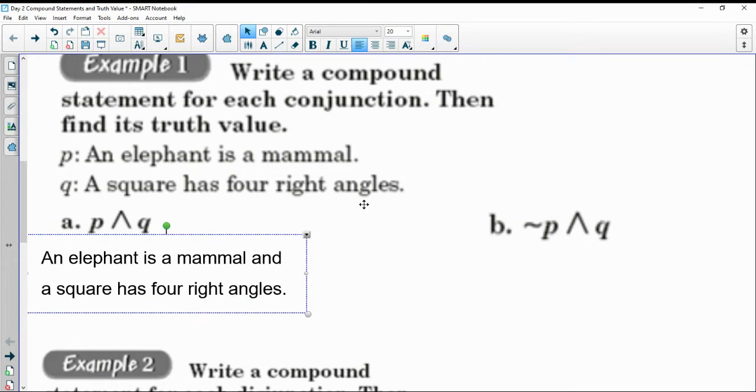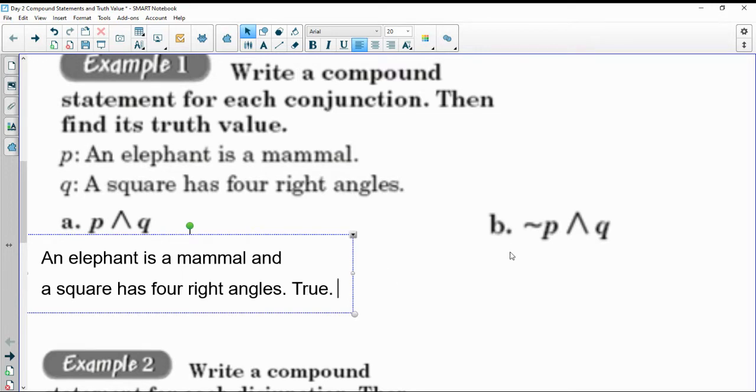That's my sentence. An elephant is a mammal and a square has 4 right angles. So that's the statement for each conjunction. And then find its truth value. So I just have to say if it's true or false. Remember, for it to be an and, I need this and this to be true. That's the only way it's going to be true. Both of them need to be true. So an elephant is a mammal, true. A square has 4 right angles, true. Since both are true, the truth value is true.